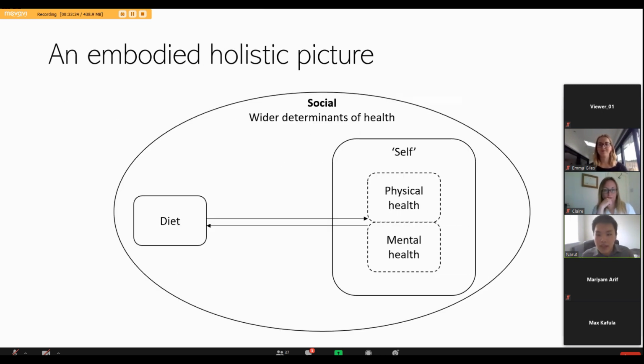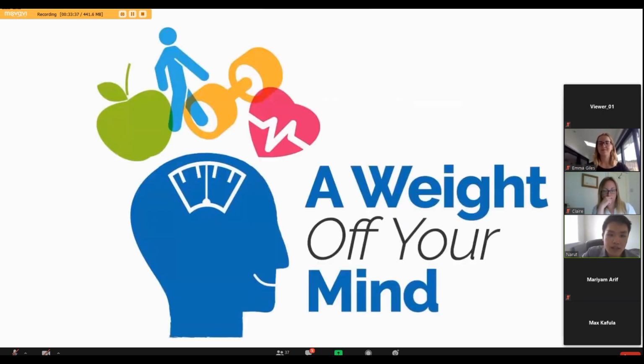Physical and mental health are both important to the overall health, the self, and they aren't truly separate at all. And the diet and the social and wider determinants of health influence that. So a bit about Weight Off Your Mind.